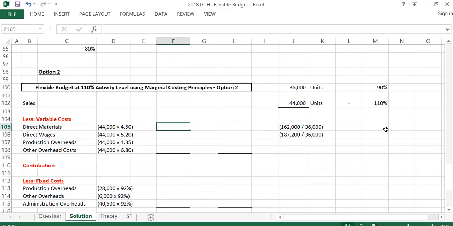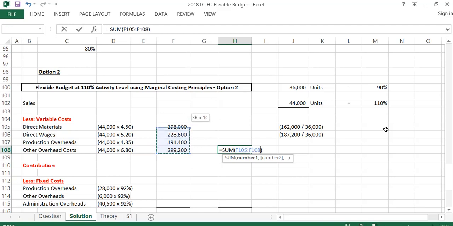So to start off the variable costs, now we're going to be operating at 44,000 units by 450. Wages are going to be 44,000 units by 520. Production overheads are going to be 44,000 units by 435, and other overheads are going to be 44,000 units by 680. So in total, my variable costs come to 917,400.